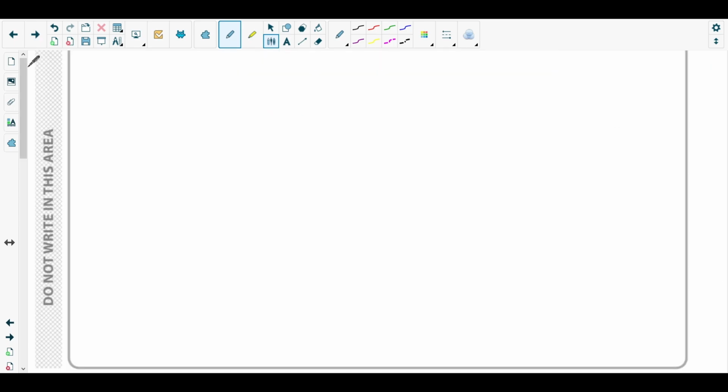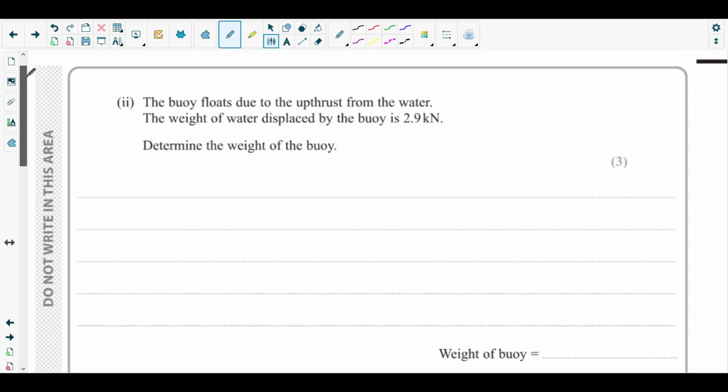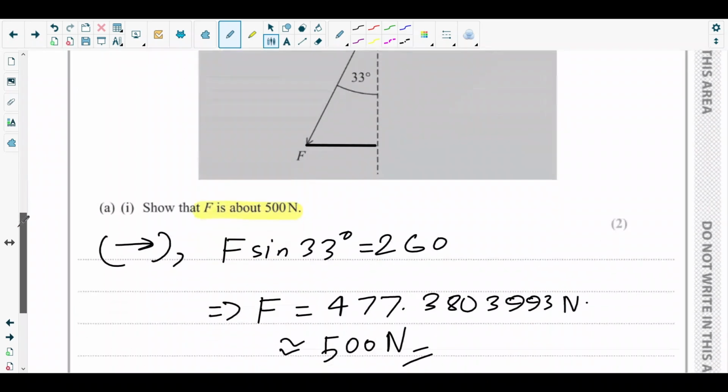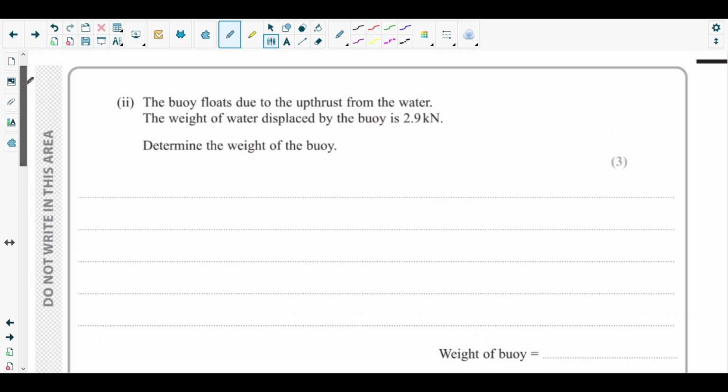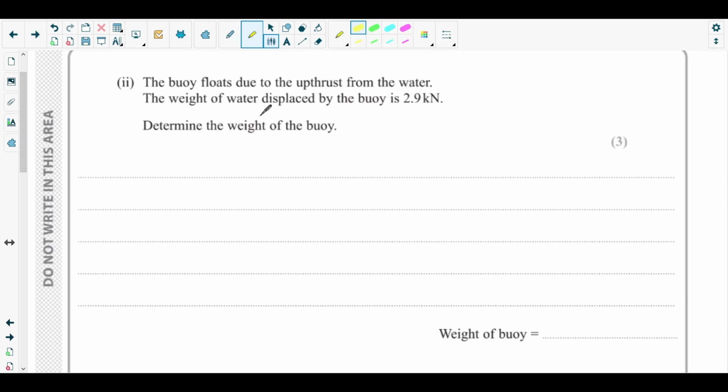Okay, next is part 2 of A from question number 17. The question says the buoy floats due to the upthrust from the water. The weight of water displaced by the buoy is 2.9 kilonewton. Determine the weight of the buoy. So we need to find the weight of the buoy.